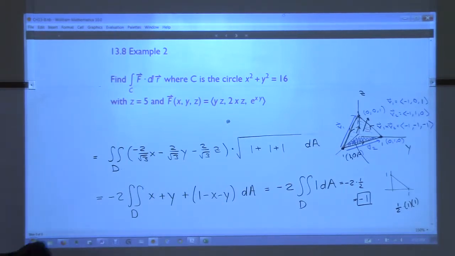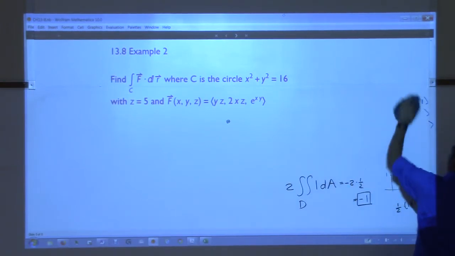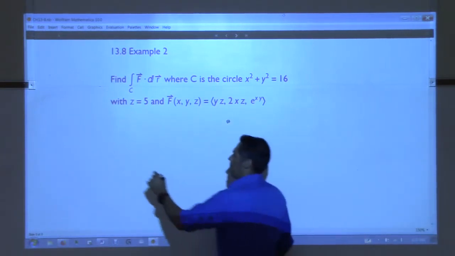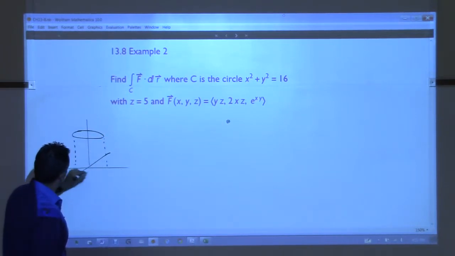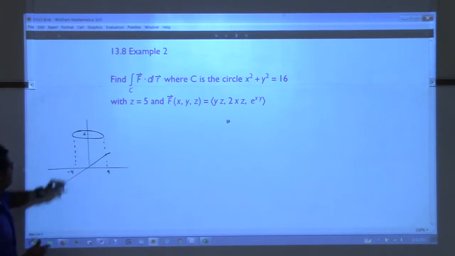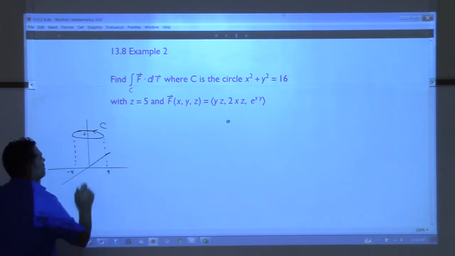Why don't I let you work on this one? I'll help by getting the drawing of this down. You're trying to find the line integral over the curve C, where C is the circle x squared plus y squared is 16, with z being 5. That's your curve C. It's a circle of radius 4. A circle would normally be in the xy plane, but we're fixing z to be 5, so it moves it up. So that's our curve.